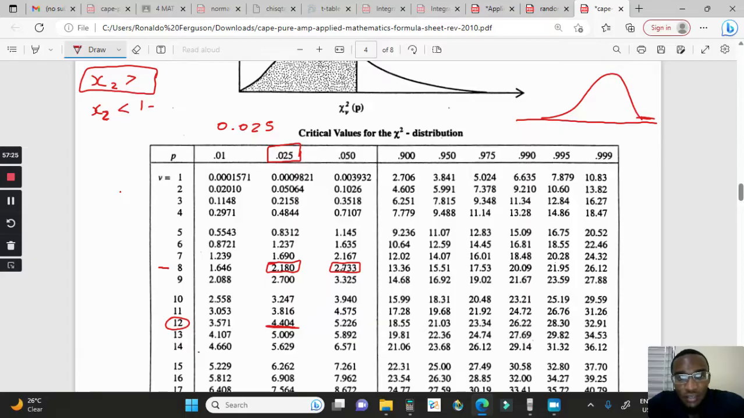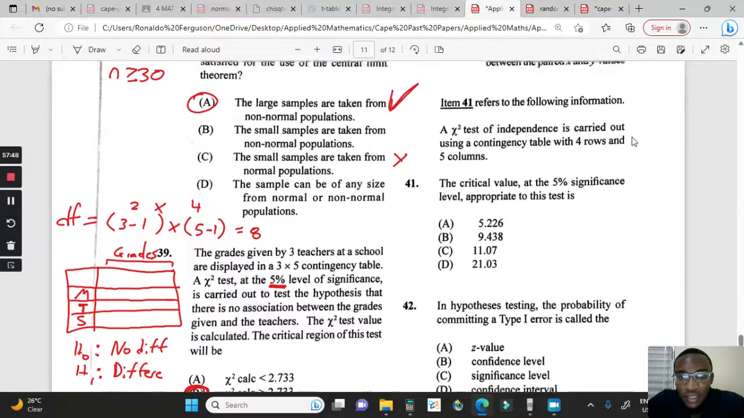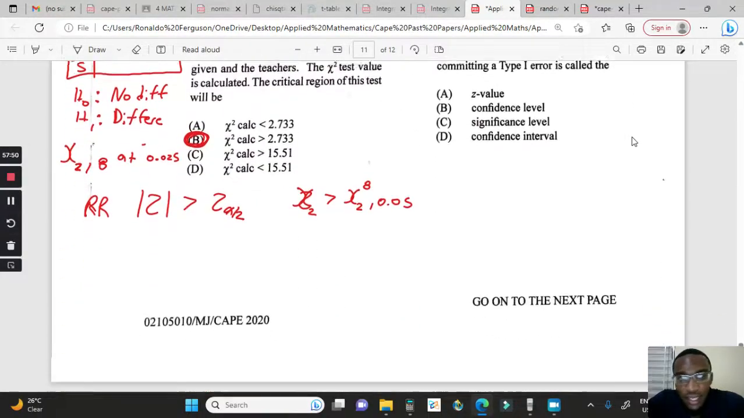The 2.73 is indeed correct. It was my error right there. So chi-square calculated is greater than 2.73. With chi-square, it's not like normal distribution. You don't need to divide it by 2 for the critical region. My apologies. All right, chi-square is a little different. Now that's 39.